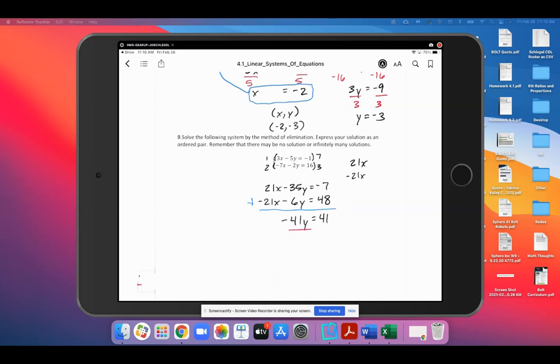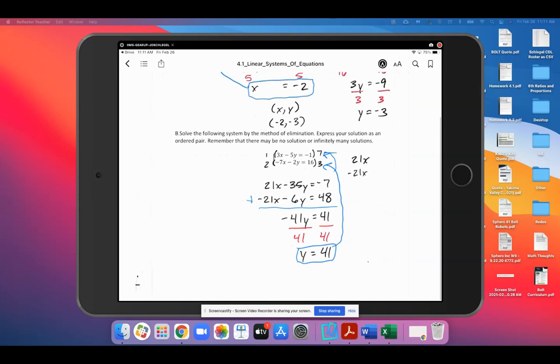Solving for y, if I divide both sides by 41, I end up with y equals 1. Now that I know that y is 1, I can take y equals 1 and put it back into either one of these two equations, equation 1 or equation 2, to find the next value. I think I will choose equation 1. No, I'll choose equation 2.